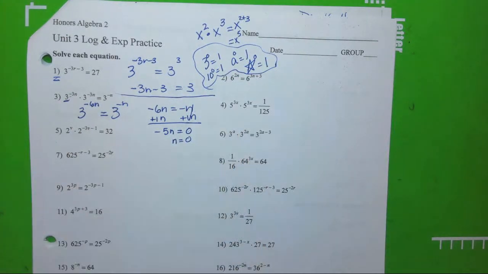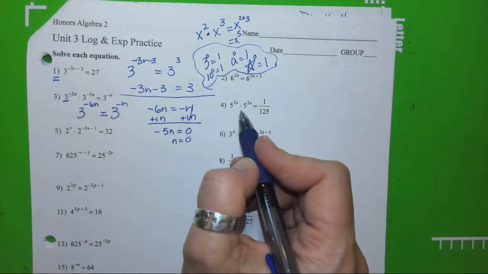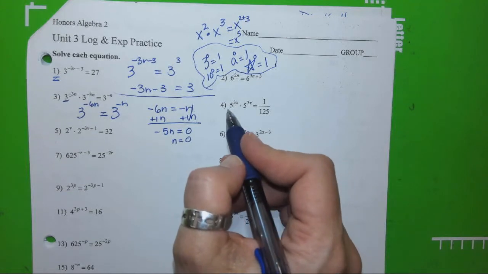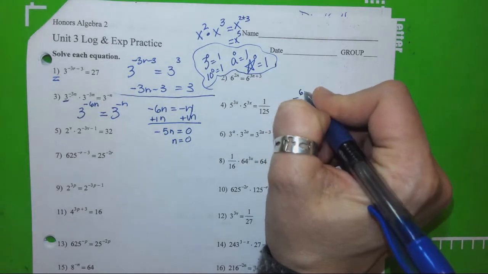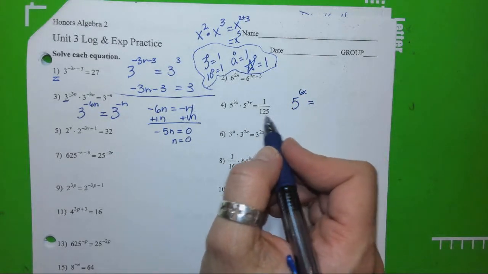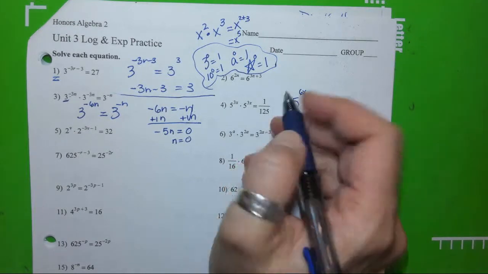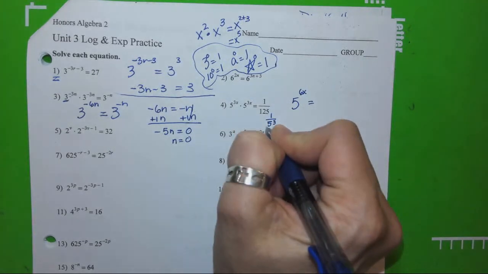Okay? Number 4 is the other one that I want to take a look at because we have a fraction, and this kind of combines what we remembered from Algebra 1 last unit. So how do I handle the 5s? Start there. So it'd be 5 to the what? 6x. Now 1/125 is what? 5 to the third. So I really have 1 over 5 to the third.